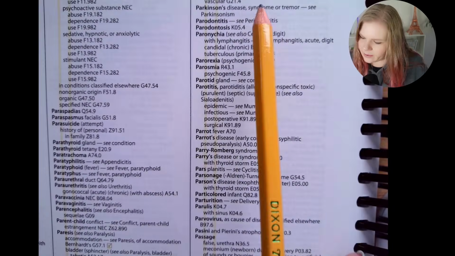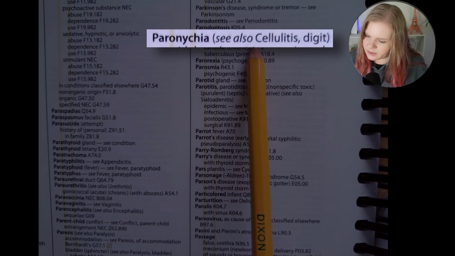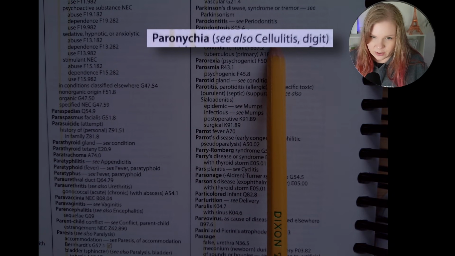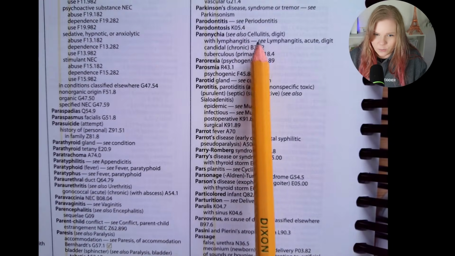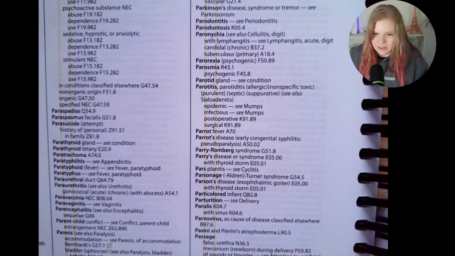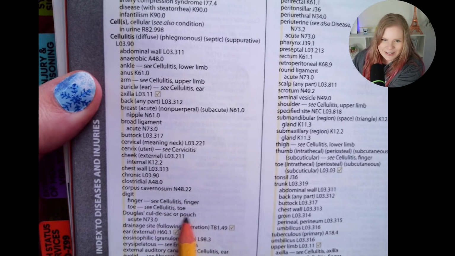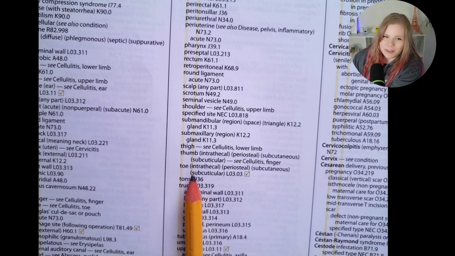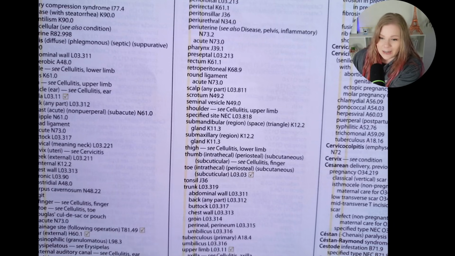So we're going to go over to P for paronychia. Under paronychia, it tells us see also cellulitis, digit. That doesn't mean we looked up the wrong thing. It's just redirecting us. So we're going to go to cellulitis and then to digit, and here it has cellulitis, digit, toe, see cellulitis, toe. So sometimes it just sends you on a little wild goose chase, and that's fine. That doesn't mean you did it wrong. That's just the way it's directing us.